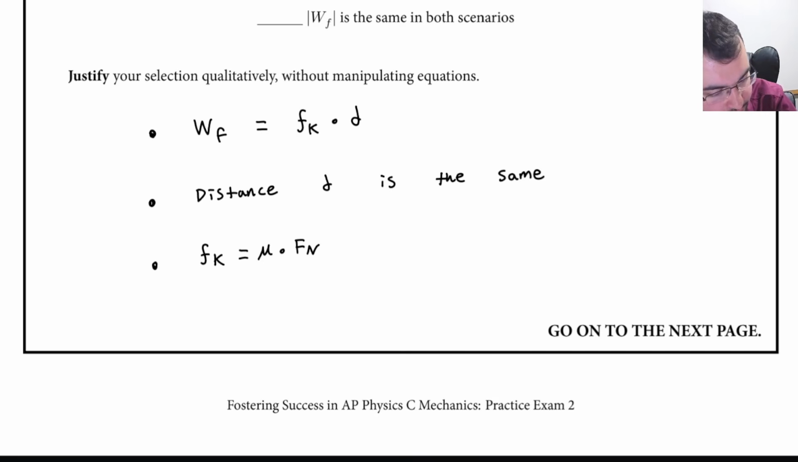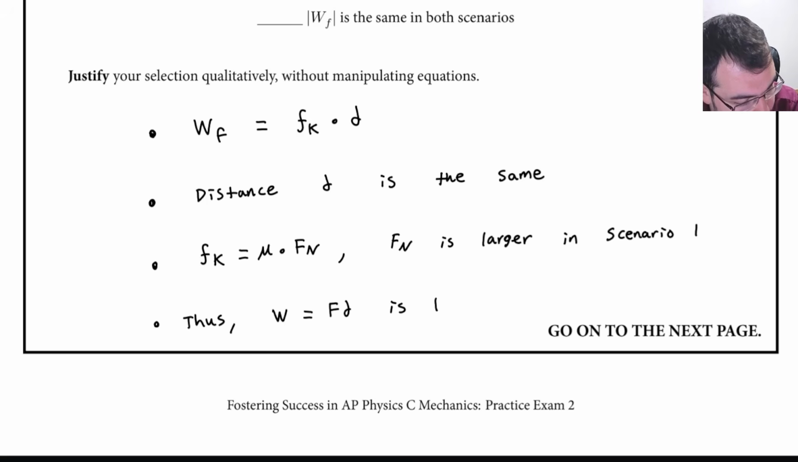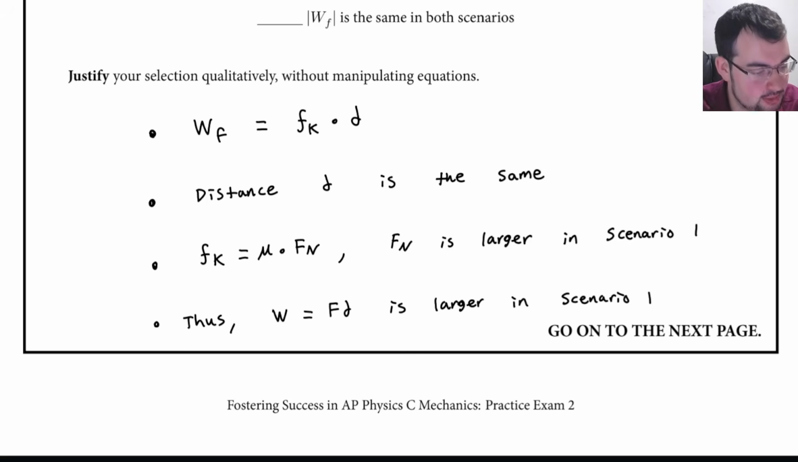So what this means is that Fn is larger in scenario 1. So what this means is that work is larger for scenario 1, because we have the larger normal force over the same distance.